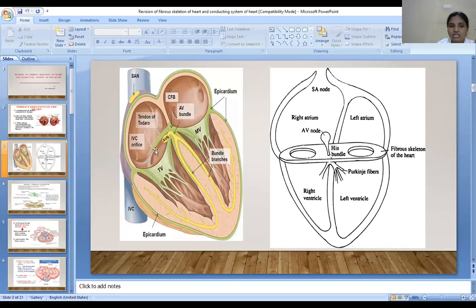And one more important part of the fibrous skeleton is the tendon of Todaro. So, we have already identified it in the dissection. So, where is it present? It is in the right atrium. So, in the interatrial septum, you can identify the extension of this tissue. So, what is that tissue? Collagenous tissue. It is a collagenous band lying immediately beneath the endocardium, meaning a subendocardial collagenous band, which extends from the central fibrous body towards the orifice.